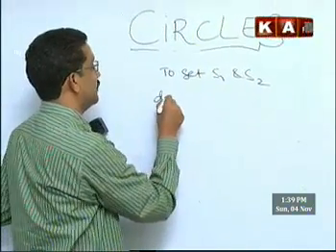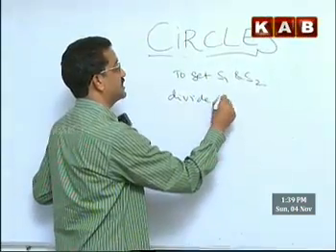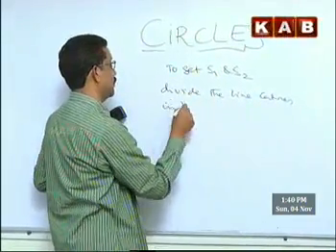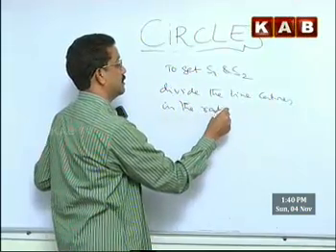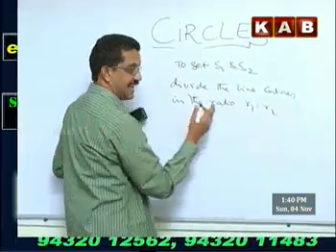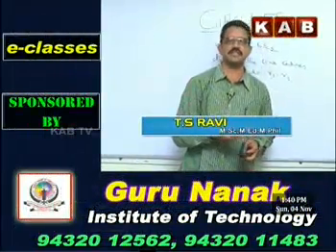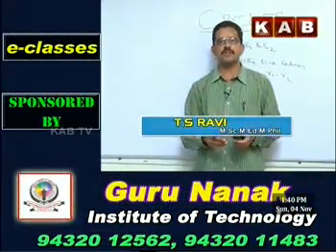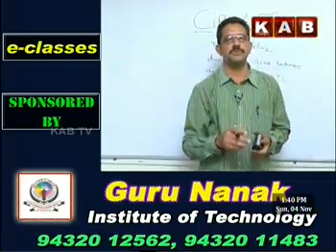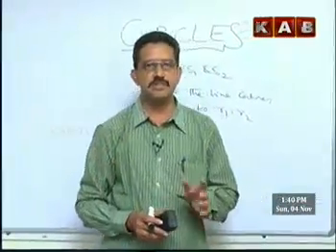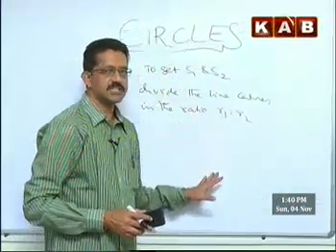just divide the line of centers in the ratio R1 is to R2, internally once and externally once. If you do that, you get both S1 and S2. Once you have S1 and S2, I will tell you how to find the equation of tangent. First, this is what the lecture is.